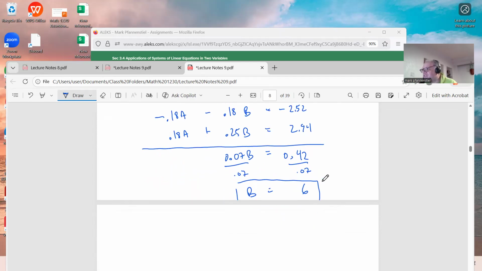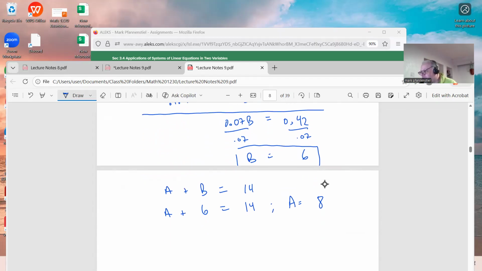And then we're going to go back to the first equation where I'm going to say a plus b equals 14. B is 6. So a plus 6 equals 14. And we're going to say a is equal to 14 minus 6. A is equal to 8. So I know for face cream A, we have 8 ounces. For face cream B, we have 6 ounces. That's going to give us the appropriate amounts that we have here. It's also going to add up to 14.